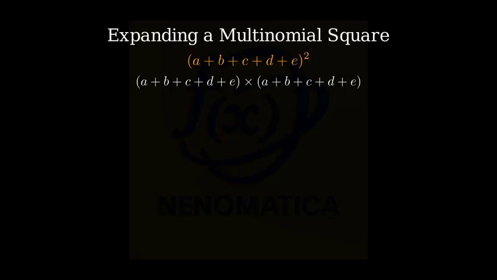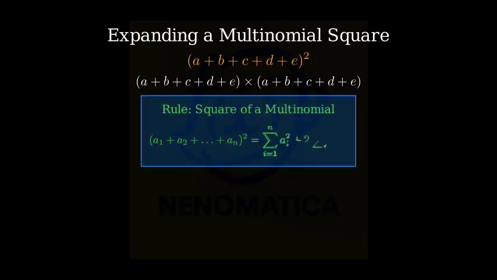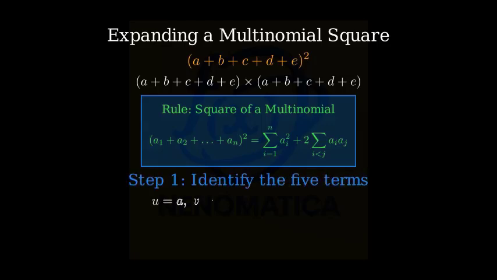When expanding this expression, we need to use a specific rule. The square of a multinomial equals the sum of the squares of each term, plus twice the product of each pair of terms. Now, let's break this down step by step. The first step is to identify all the terms we have. In this case, we have 5 terms: a, b, c, d, and e.